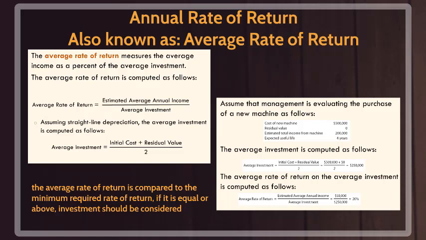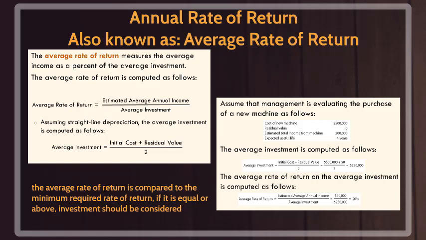For example, let's take a look at this decision whether or not we should invest in this new machine. The cost of it is $500,000. The total income from the machine is $200,000, but its expected useful life is 4 years. Therefore, if we wanted to get our annual income, we would take that $200,000 and divide by 4. So our estimated annual income is really $50,000. That's what we would get every year.